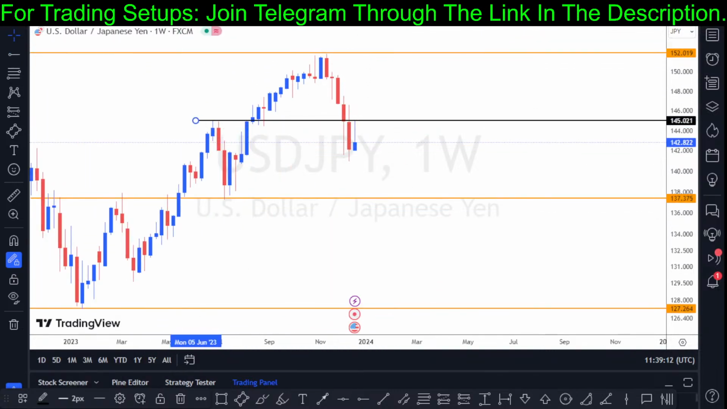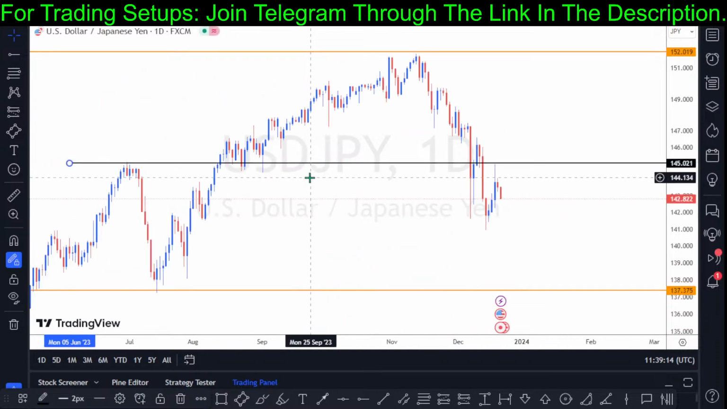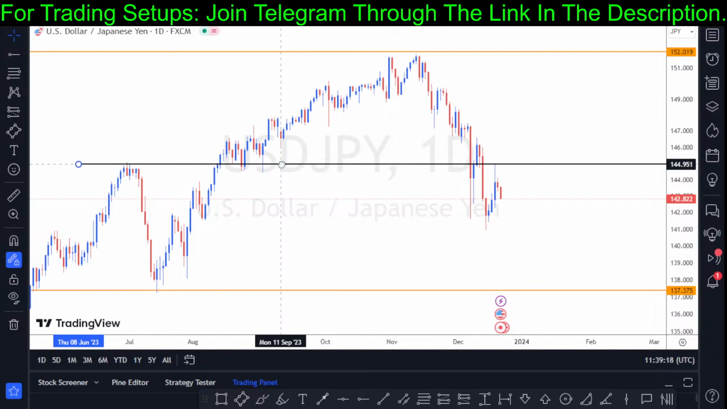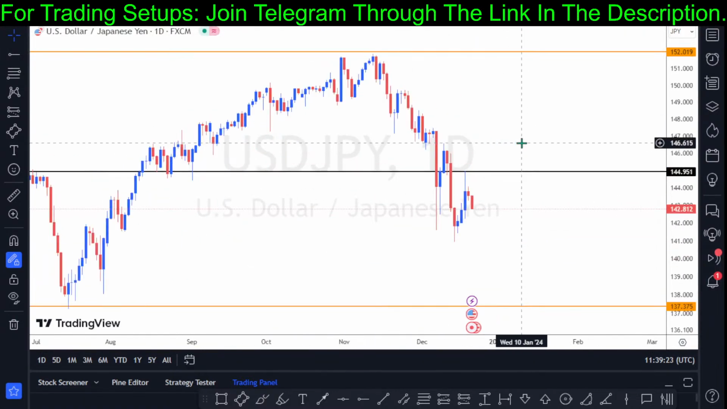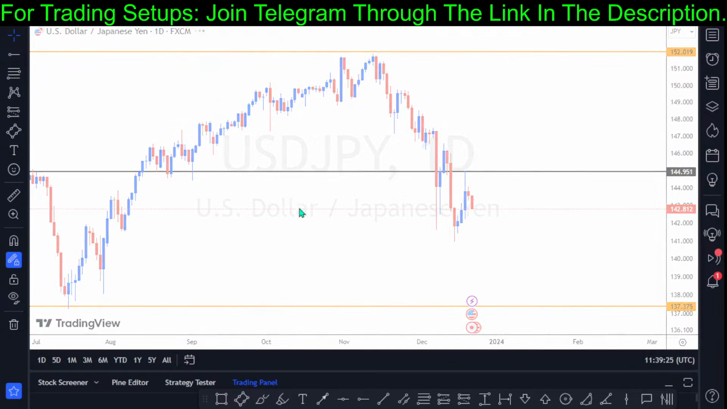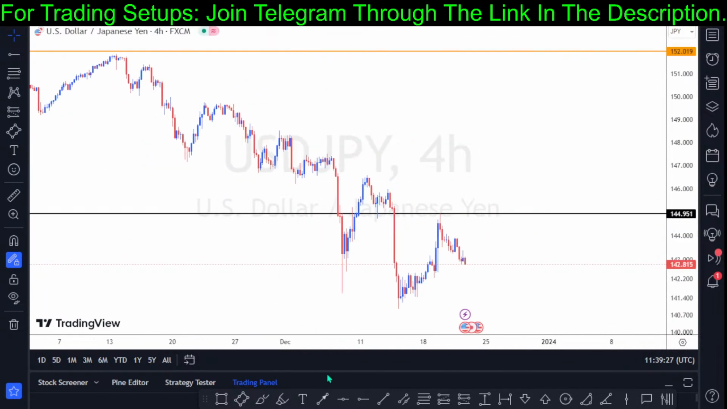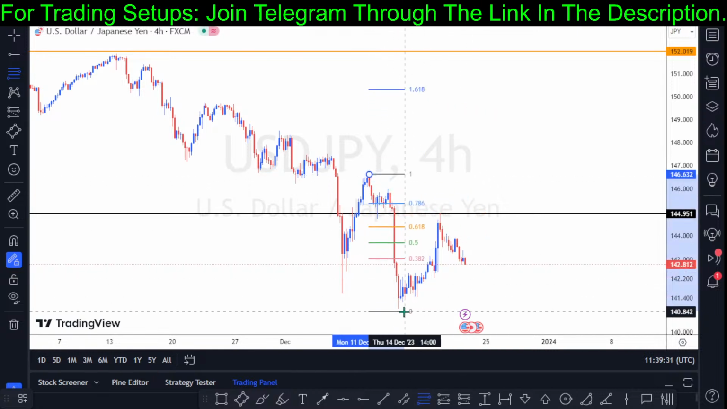You can see that. And based on the day chart, we have a test of this broken structure. You can see the broken structure right here. We have a test. And based on the 4-hour chart, we apply our Fibonacci retracement tool from the low high swing all the way to the lower low right here.